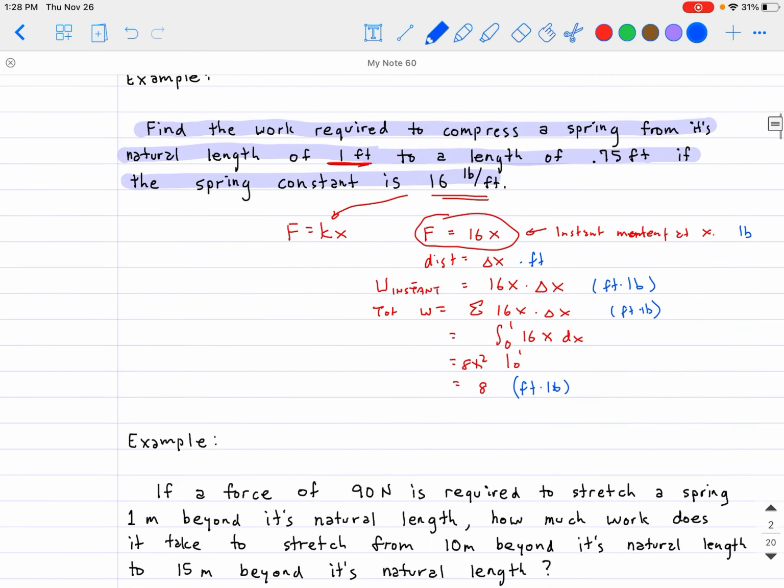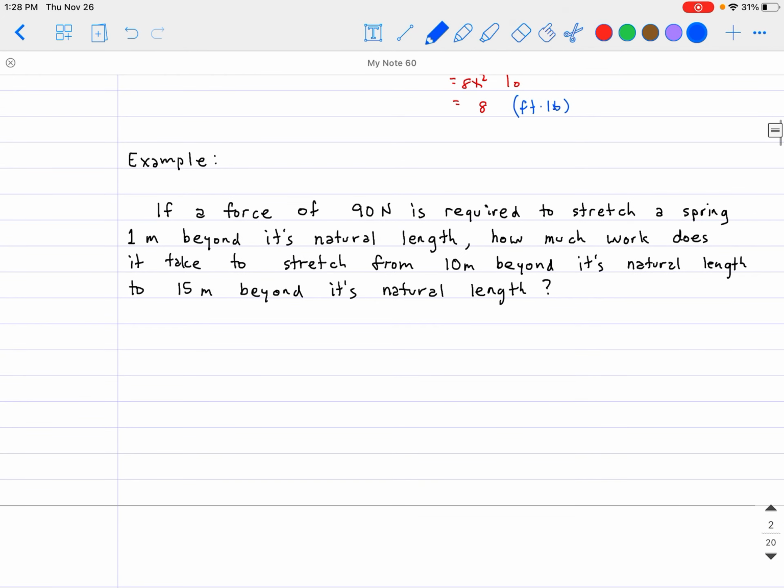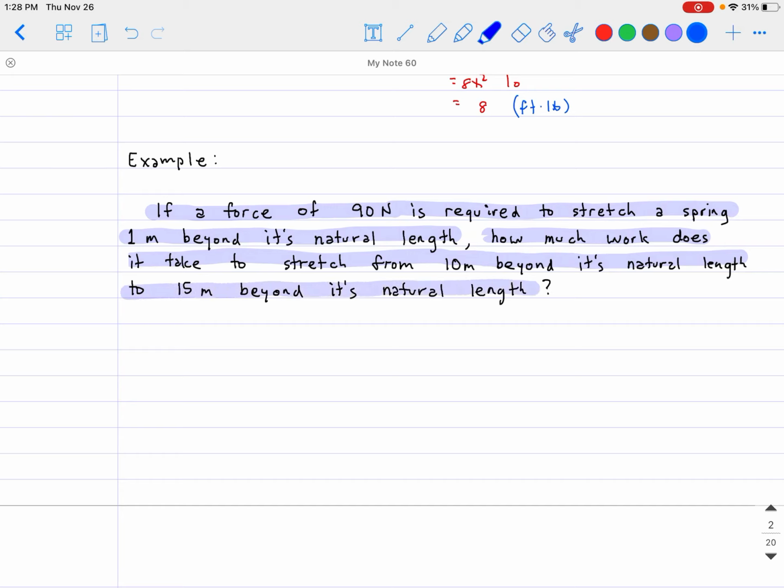All right? So now let's take a look at a little bit more complex example. Let's say a force of 90 newtons is required to stretch a spring 1 meter beyond its natural length. I want to know how much work it takes to stretch it from 10 meters beyond its natural length to 15 meters beyond its natural length.